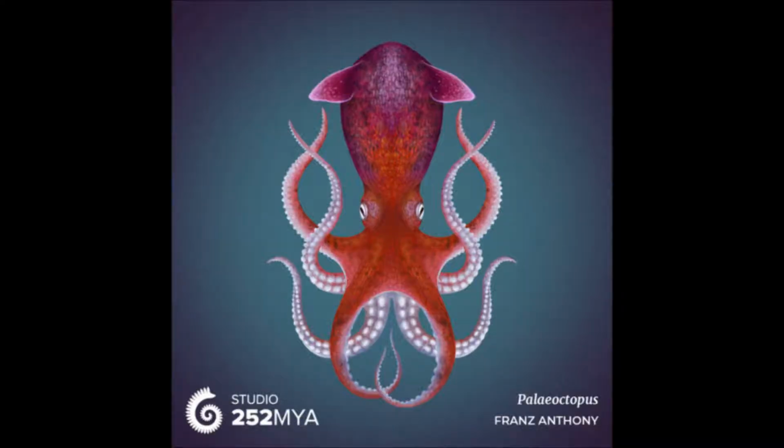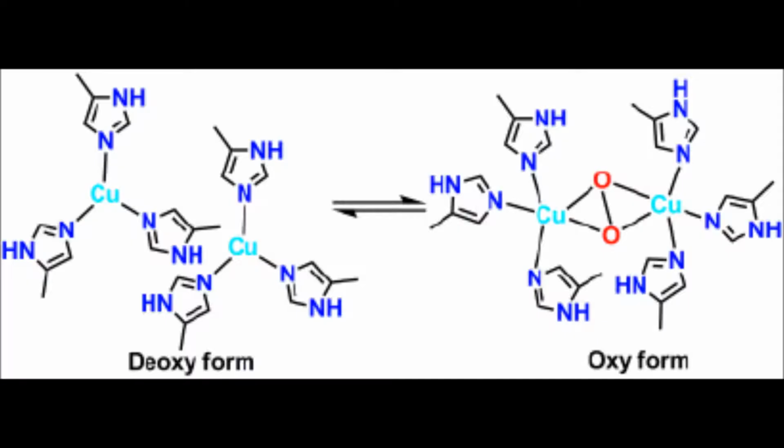So when an octopus's blood becomes oxygenated, the copper atoms in hemocyanin lose an additional electron when they bond to oxygen. So this changes the copper's oxidation state from +1 to +2.